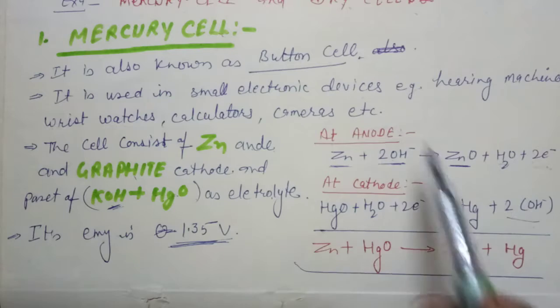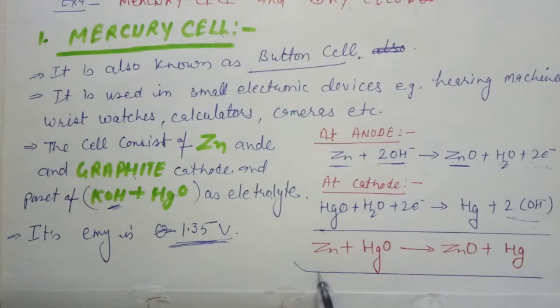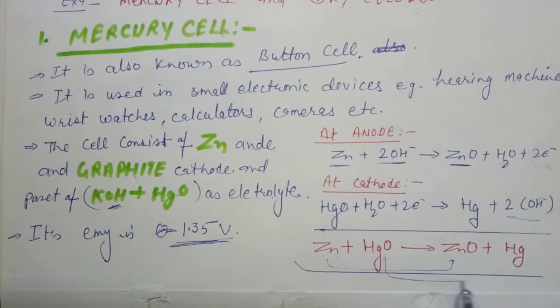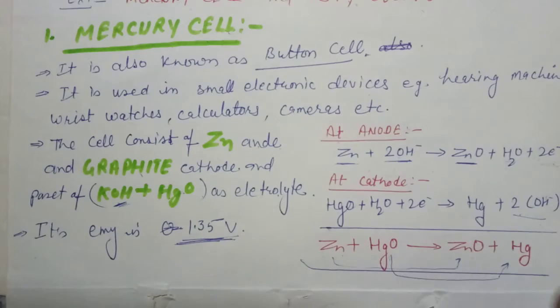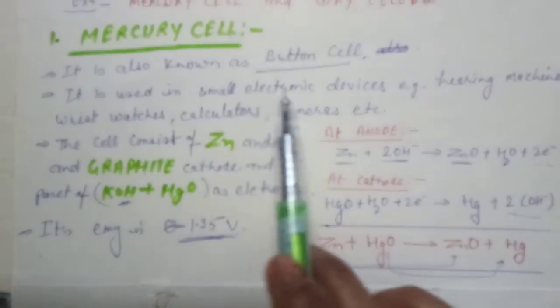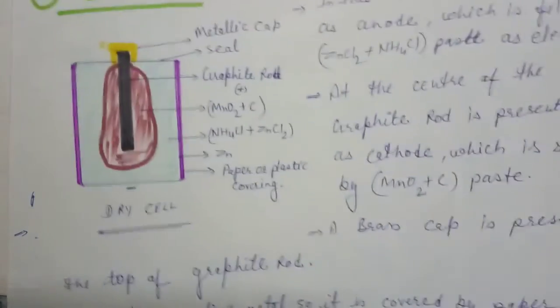Then in the total reaction, OH- ions are cancelled, H2O is cancelled, 2 electrons are cancelled, and the total reaction is Zn + HgO = ZnO + Hg. Here Zn to ZnO is the oxidation half reaction, and HgO to Hg is the reduction half reaction. This is a small cell used in our small electronic devices. Okay, the second one is the dry cell.